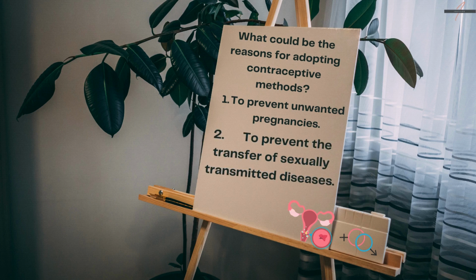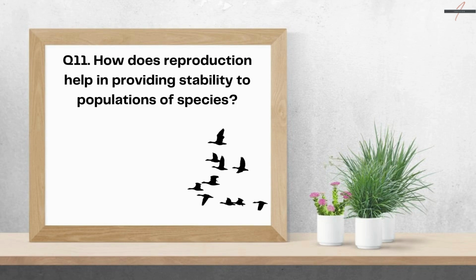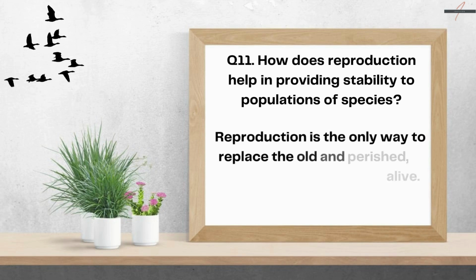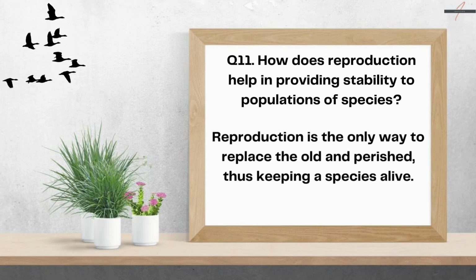Now let's see the last question for the day. How does reproduction help in providing stability to the population of species? Reproduction is the only way to replace the old and perished, thus keeping a species alive.